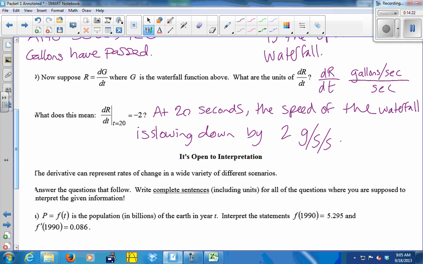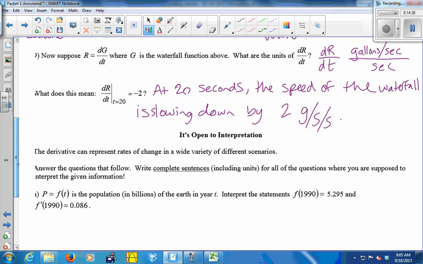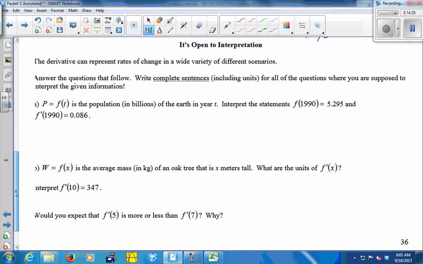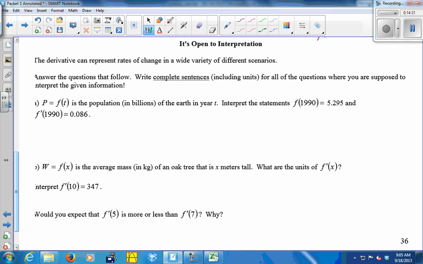All right, so I'm going to have you work in your groups and discuss among yourselves some of these problems that involve interpreting derivatives. Again, we're using different kinds of notation, going back and forth, so that hopefully is going to help you get used to what the different notations are.